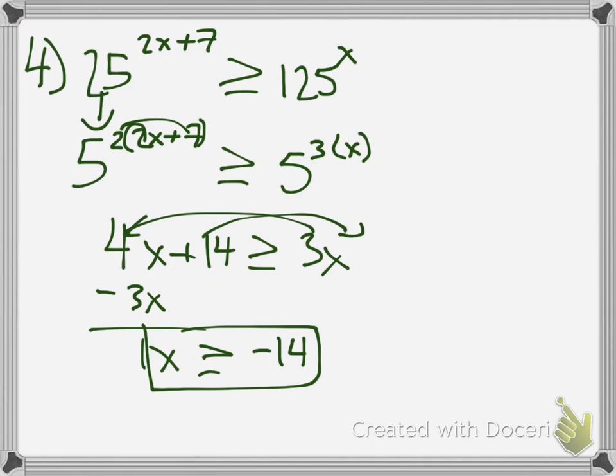I can divide by 1, but if I divide by 1 it's still going to give me the same answer of negative 14. Notice how I said minus 3x, and then when I moved the 14 over, there was nothing to join with it, but it's still going to change to a negative 14. So, very simple, fairly easy, nothing too difficult.